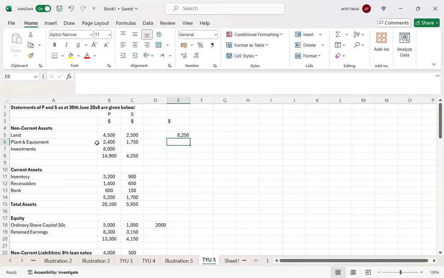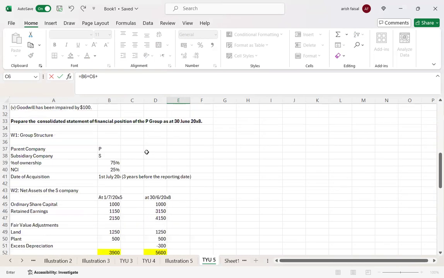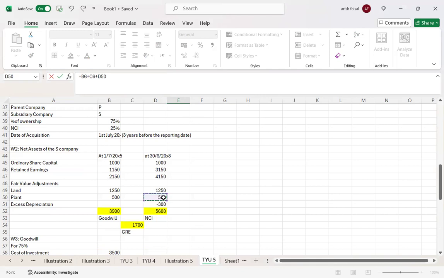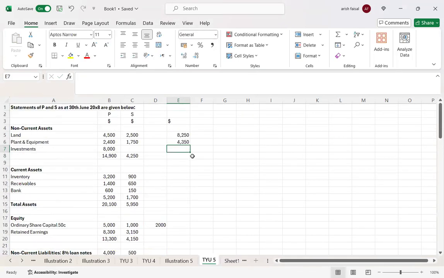Okay. Now see this for the plant and equipment. 2,400 for the parent, 1,750 for the subsidiary. But then we did have a fair value adjustment for the plant also, which was 500. And then there was a deduction of 300 for the excess depreciation. So 200 is basically what I have adjusted net in the value of the plant and equipment as a fair value adjustment. Okay. So now moving further, we have an investment of 8,000.